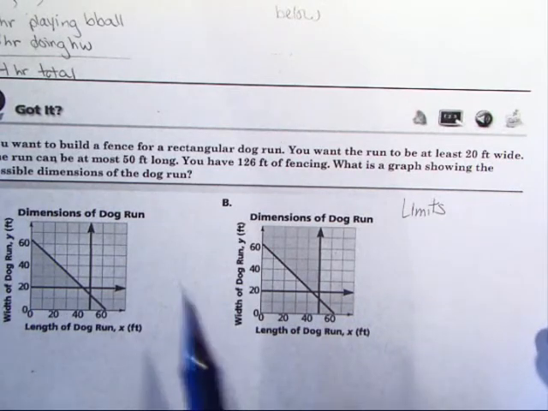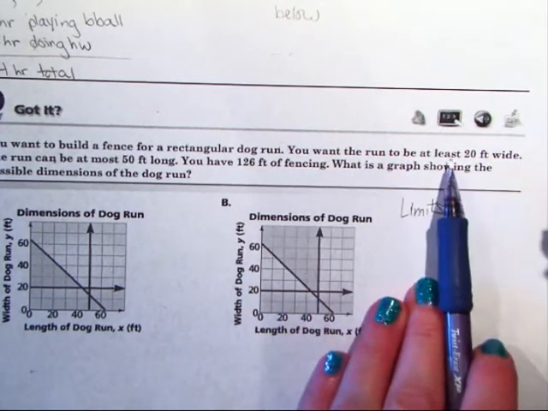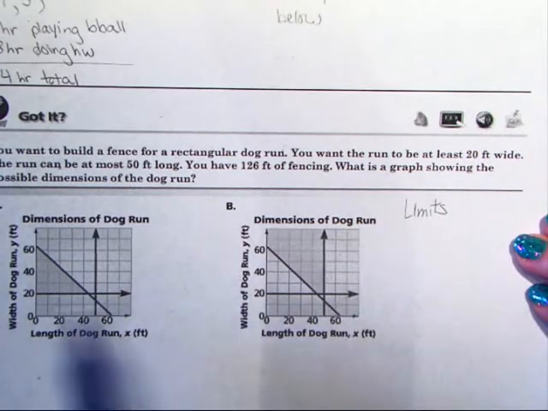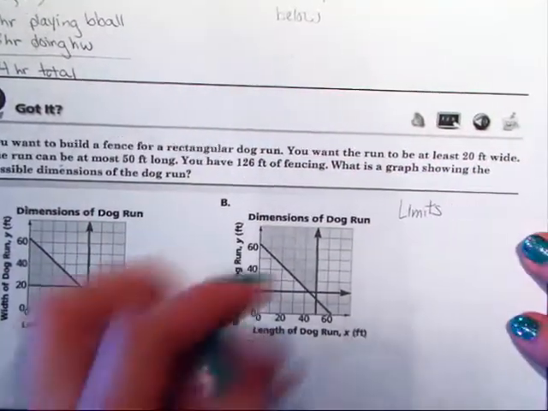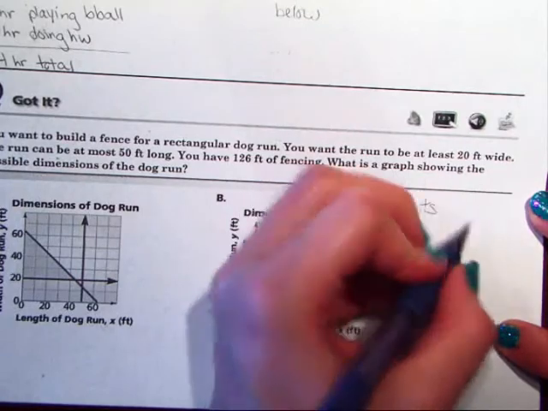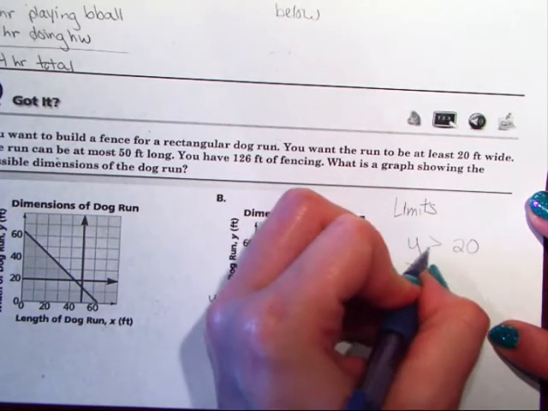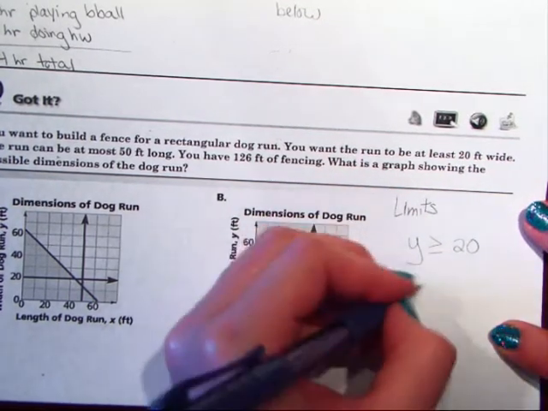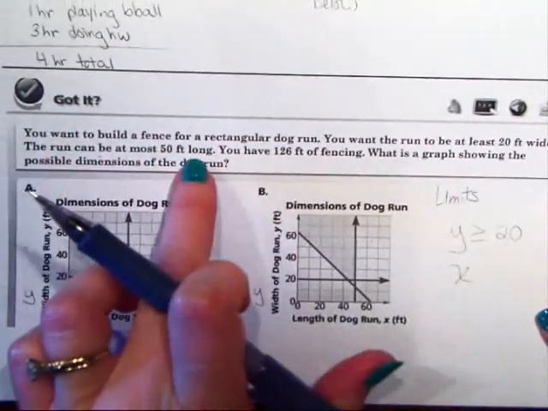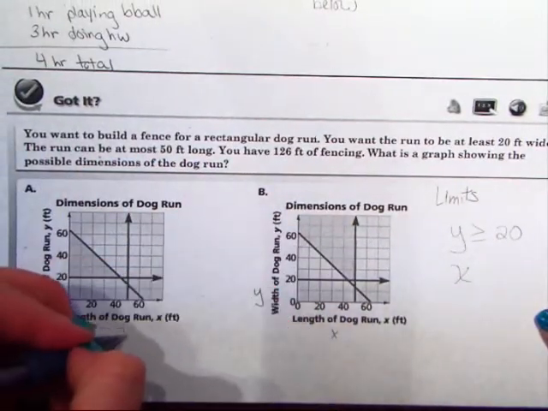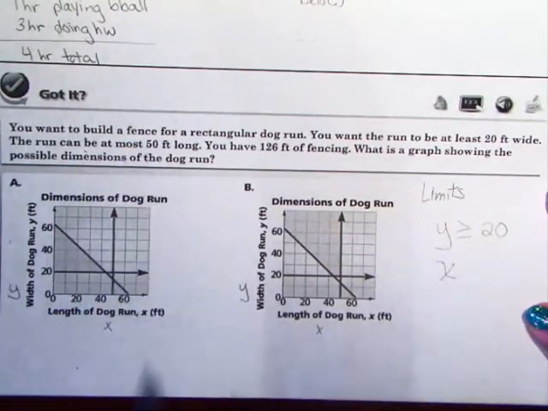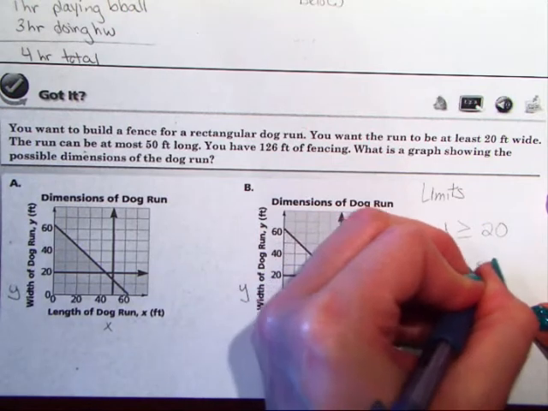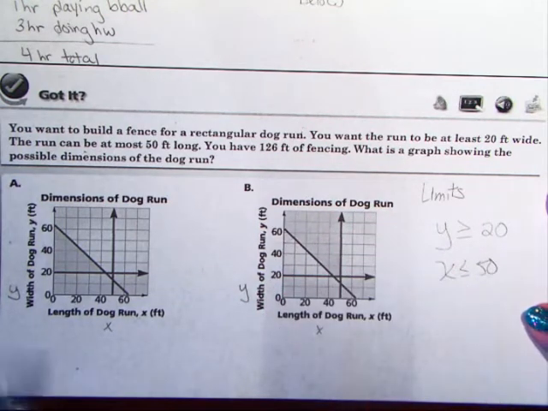Alright, so your limits. First thing is you want the run to be at least 20 feet wide. Now if you've noticed, they made wide the y's. Oh, that sounds funny. They made wide the y's. So we're going to have to do y is at least 20 feet. That means greater than or equal to. And then they made long the x. They said you need the run to be at most 50 feet long. So I can do less than or equal to 50. At most means less than or equal to 50.